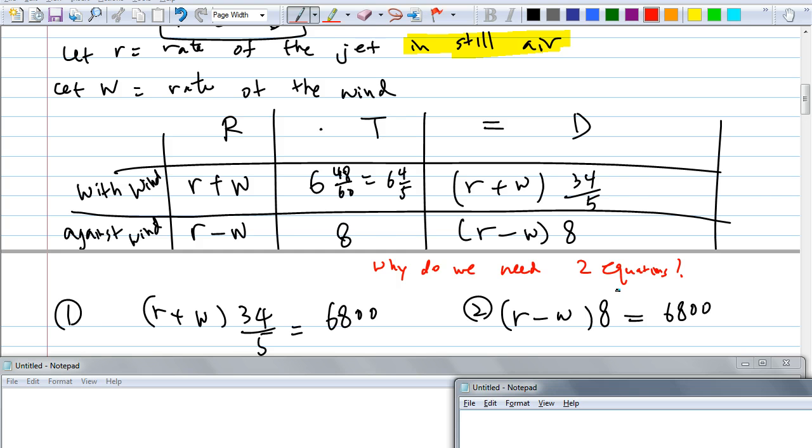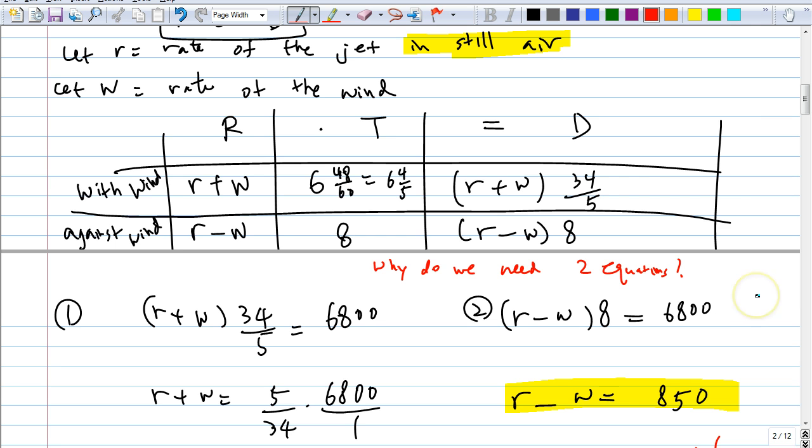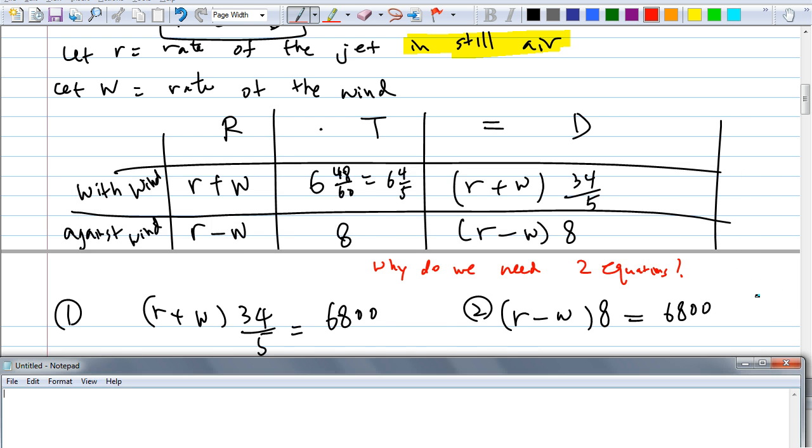Victor? For the first equation, times 5 over 34. Yeah, multiply by the reciprocal. What about the other one? And then divide by 8, right? Go ahead, everybody do that. See what happens. You should simplify these first, okay? It just makes it so much easier.